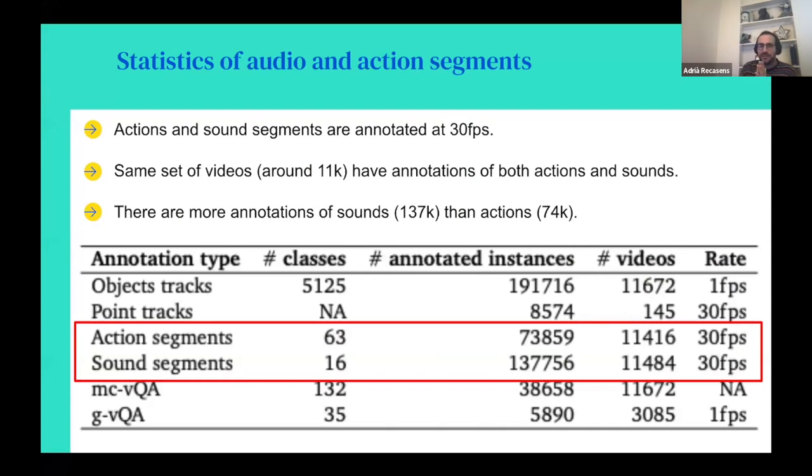So in terms of statistics, actions and sounds are annotated at 30 FPS, which is great because it means we have very good resolution in time. We are using the same set of videos for both, which means basically we can connect them quite a lot. And then there are more annotations for sounds, almost 140,000, than for actions, around 75,000. I think the reason is that there are a lot of very small sounds that get annotated, like background sounds, and repeated sounds that have their own annotation, while for actions, it's maybe longer and more general.